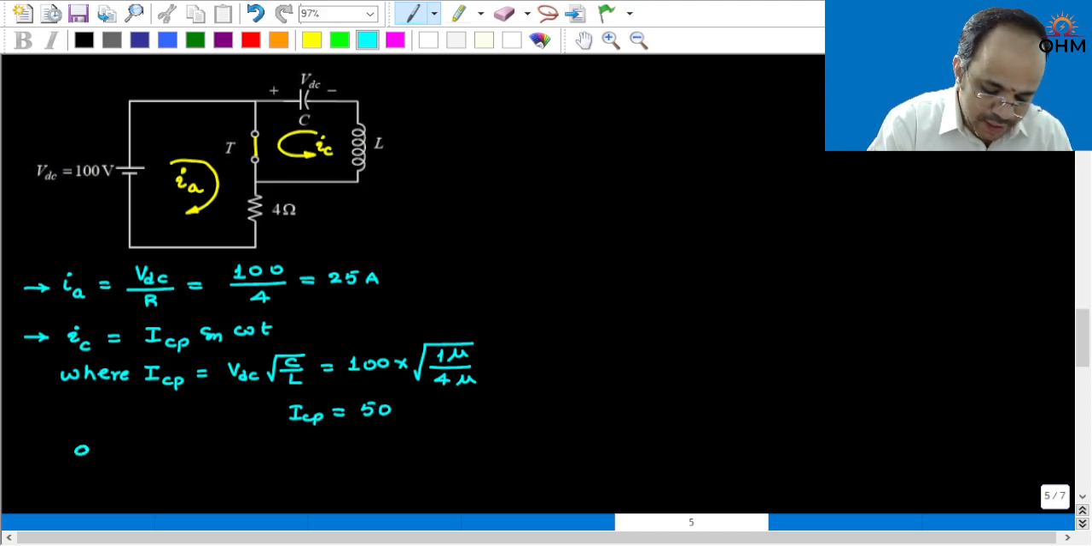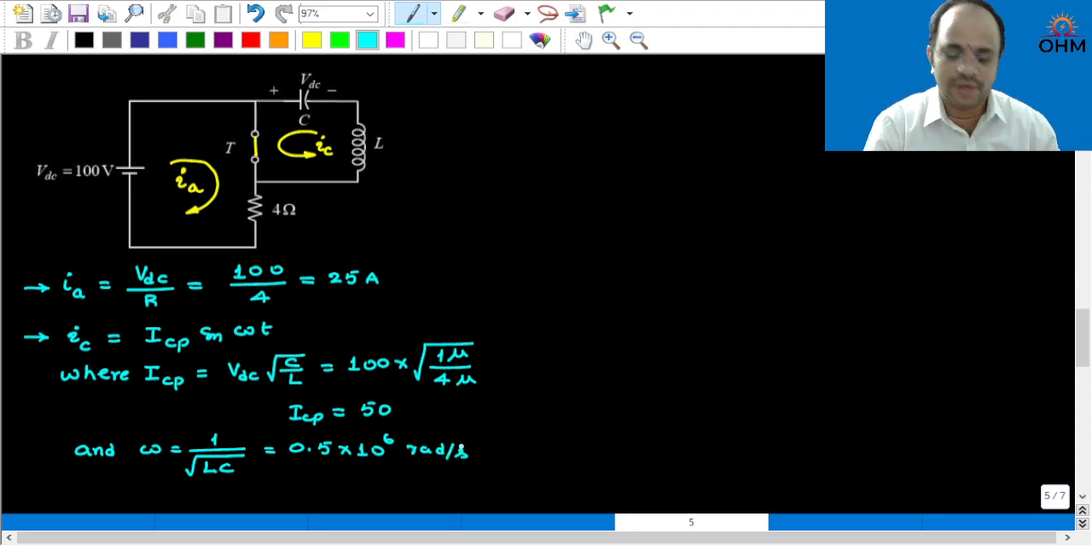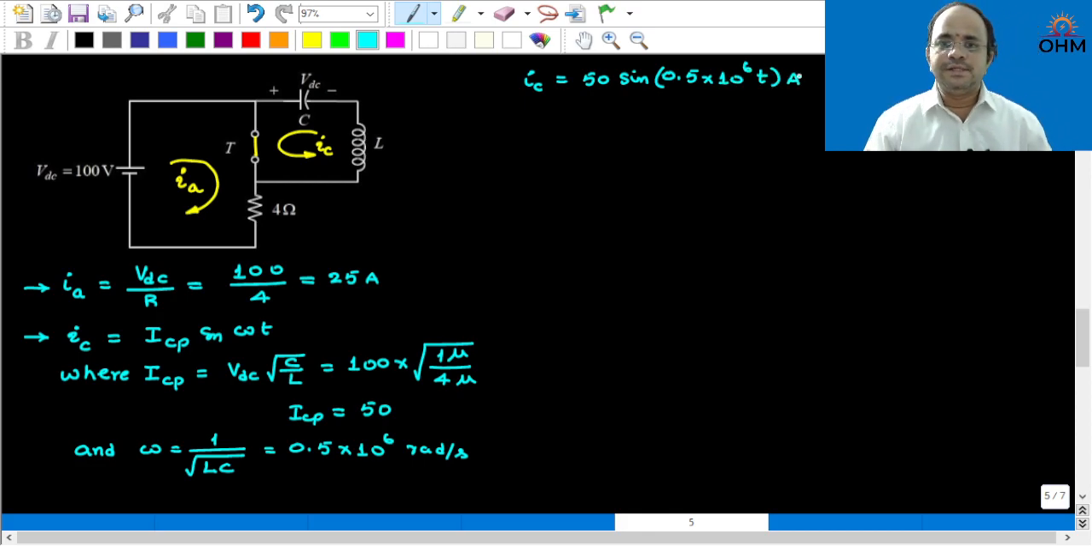And what is omega? Omega is equal to 1 by root of LC. By substituting, we get 0.5 into 10 power 6 radian per second. Therefore, the capacitor current can be written as 50 sine of omega t, that is, 50 sine of 0.5 into 10 power 6 t, in ampere.